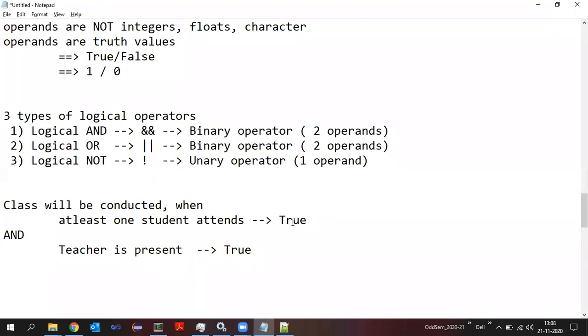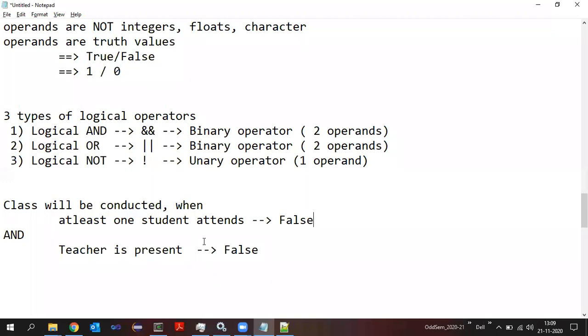Or it can happen this way also: students are there, all students are there, but the teacher is on leave. If this is false, will that particular class be conducted? No. The other possibility is that all are false, that is, students are not there and the teacher is also not present. Then definitely that class will not be conducted.